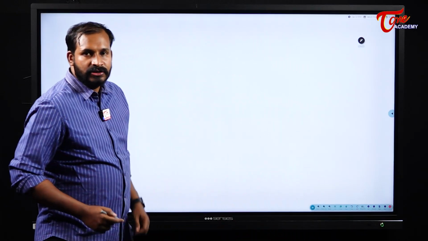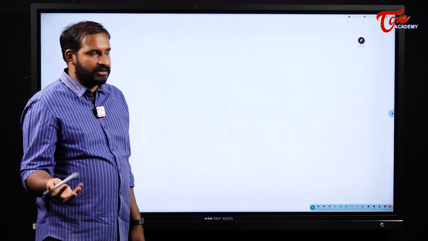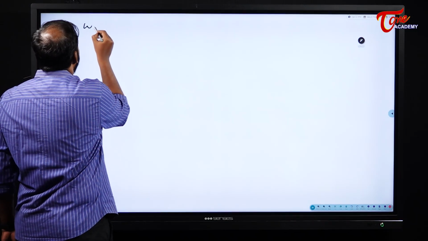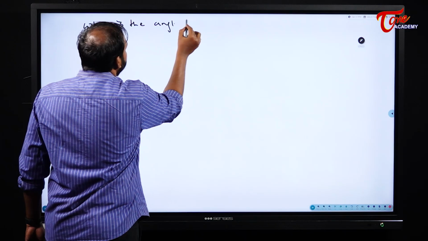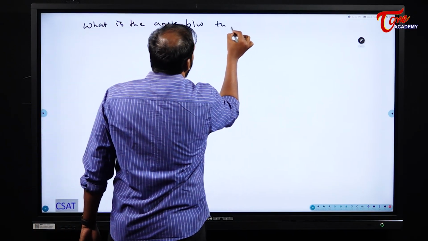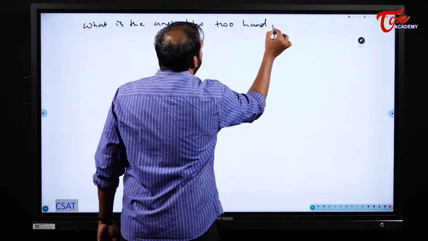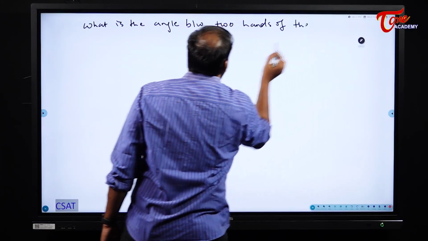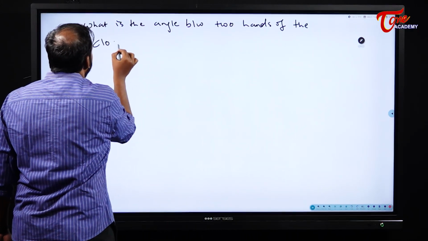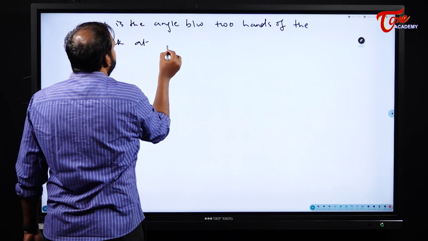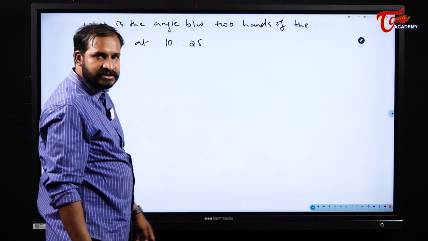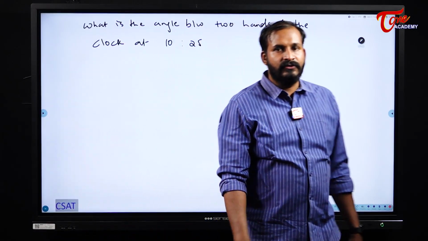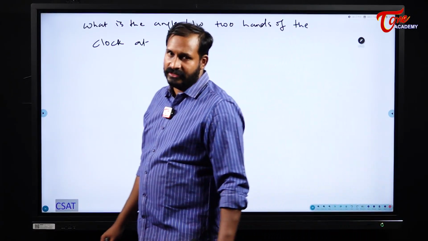Okay, so we will see some random examples now, students. What is the angle between two hands of the clock at 10:25? Now we will try to solve this one.